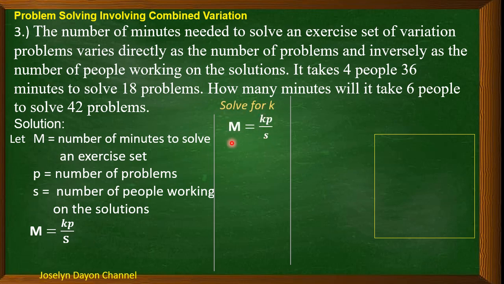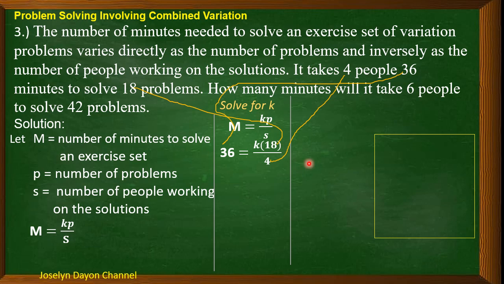Okay, this is our equation. Let's substitute. So, our M is 36. We have here 36. Our P is 18, and our S is 4. Okay, next, we have to simplify further.